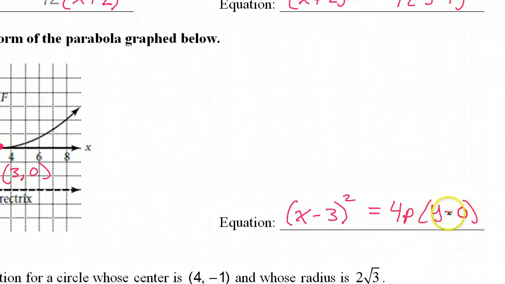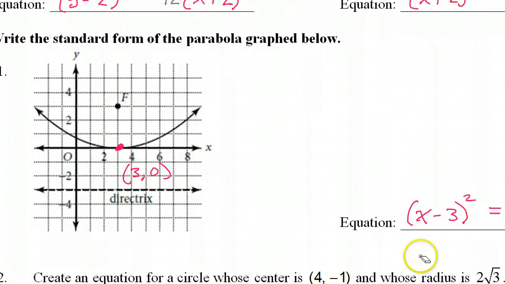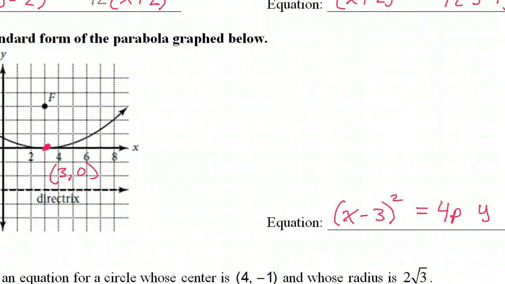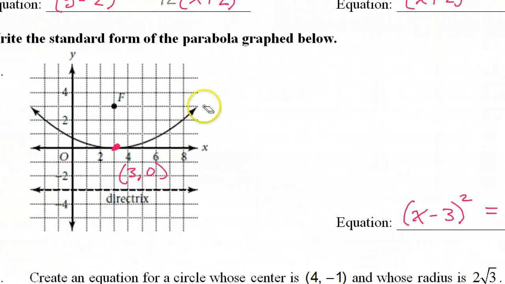Of course, I don't really need the minus 0. I'm not going to mark it wrong if you had the minus 0, but a mathematician would erase that and just leave it as y. So this is most of the equation. So we just need the p value so we can plug that in and just have this be a number. Since it's upward facing, I also know this is going to be a positive value, so I'm looking for a positive p right now.